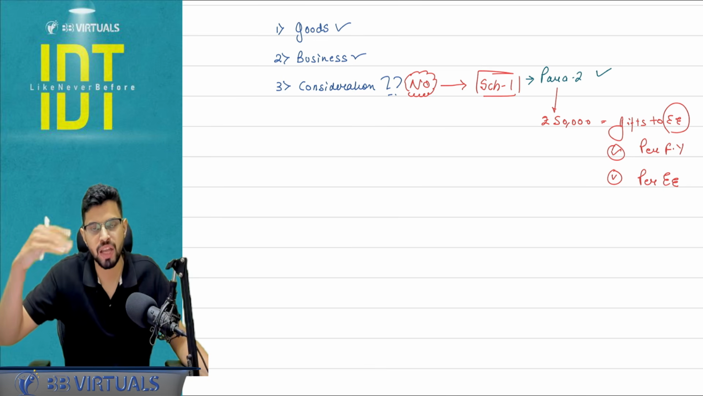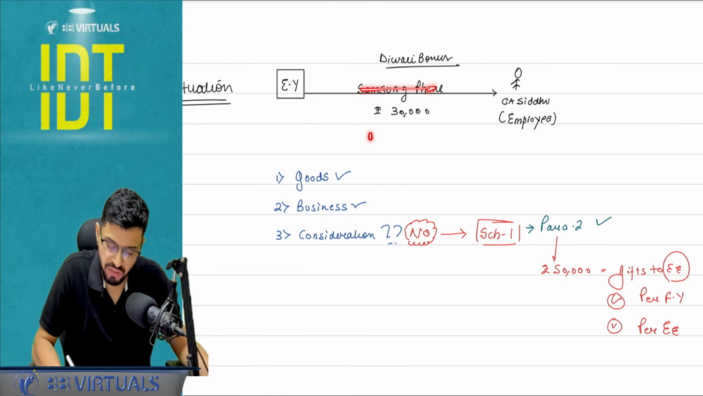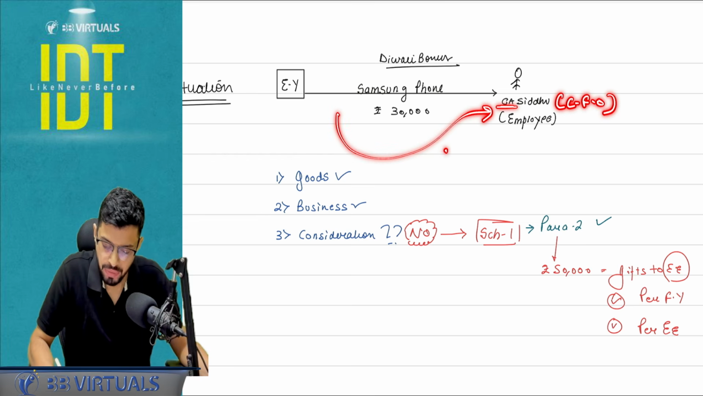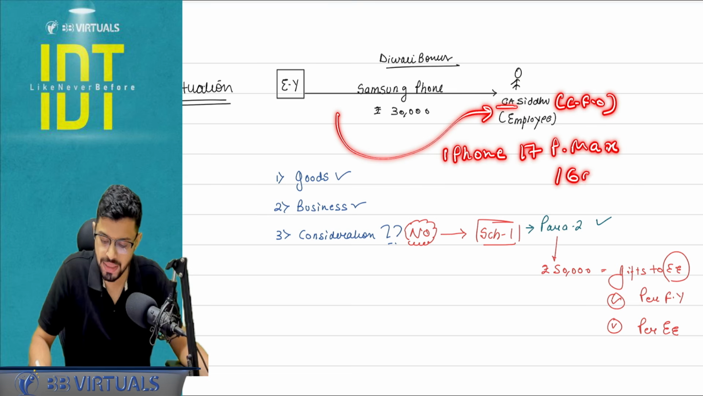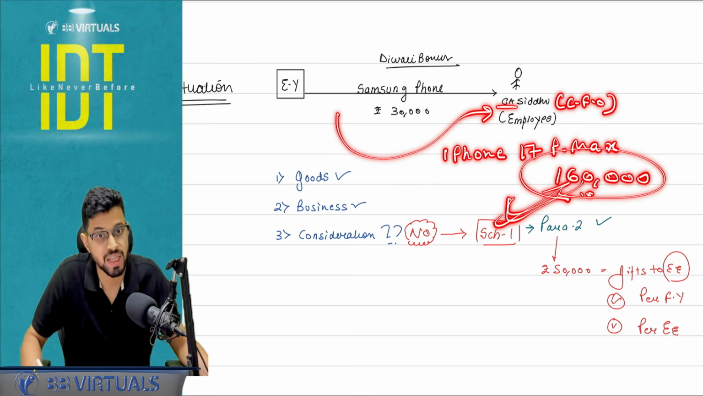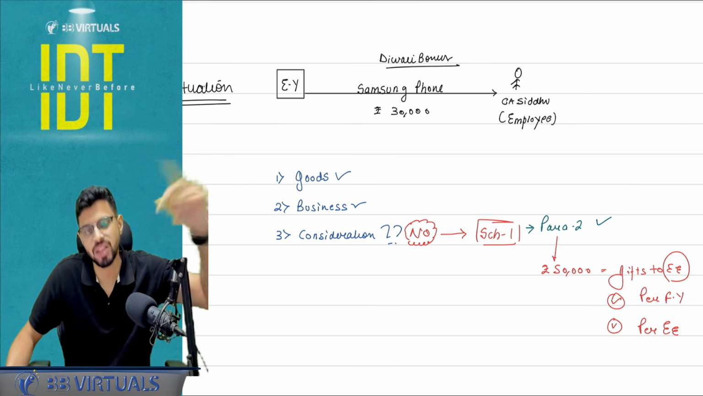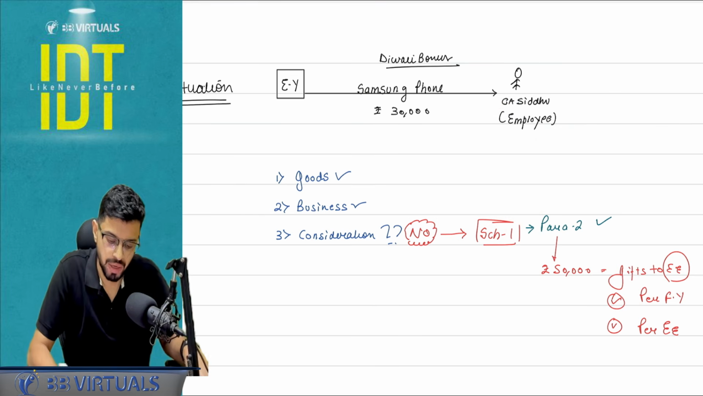If your gift crosses 50,000, let's say instead of a Samsung phone, I am gifted, let's say I am not a mere chartered accountant, I am a CFO. I am gifted by the company an iPhone 17 Pro Max costing 1,60,000. Then the complete 1,60,000 will go under GST. Gifts up to 50,000 are not taxed. Exceeding 50,000, the entire amount will be taxed. Pay attention here.